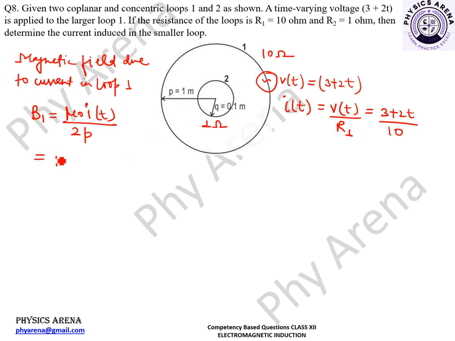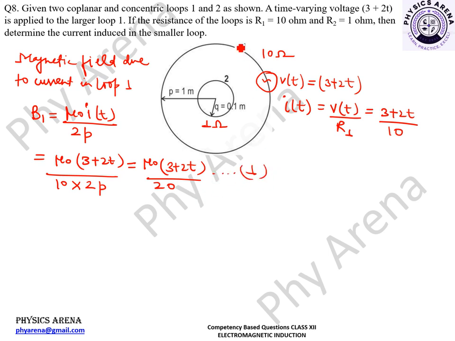So we can write it as mu naught, and in place of I as a function of t, we can write 3 plus 2t divided by 10, and 2 into p was already there in the formula, and p was equal to 1 meter. So we can again write it as mu naught 3 plus 2t divided by 20. So this is the magnetic field because of the current that is flowing in the outer loop, and these magnetic field lines will pass through the inner loop, and they will create the flux.